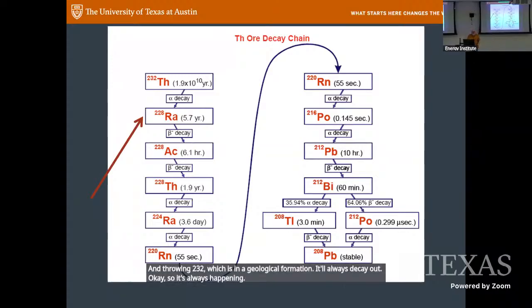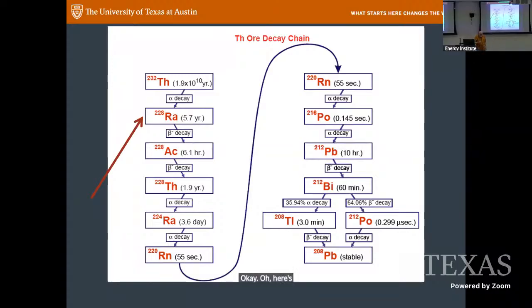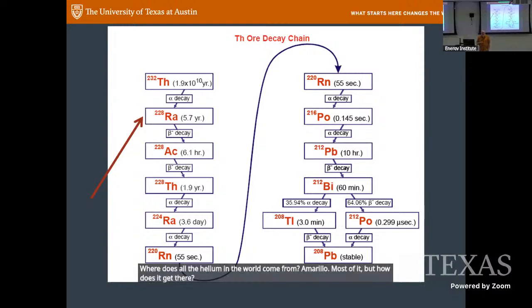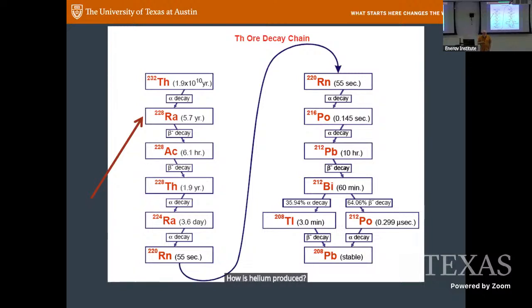Oh well, here's a pop quiz question which has nothing to do with this. Where does helium come from? You can't buy it on Amazon. Well, maybe you could. Where does all the helium in the world come from? Amarillo, most of it, but how does it get there? How is helium produced? How do you extract helium?